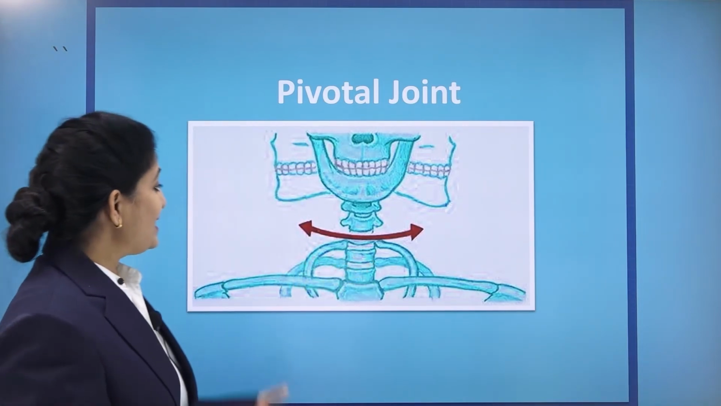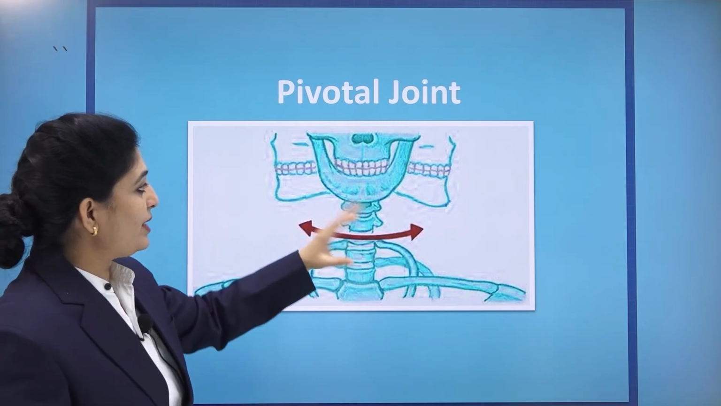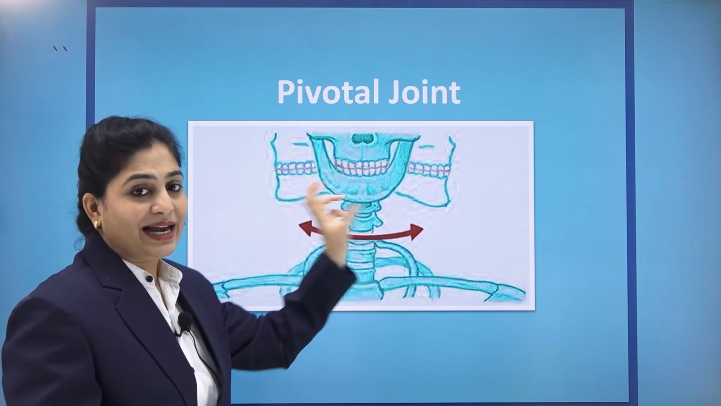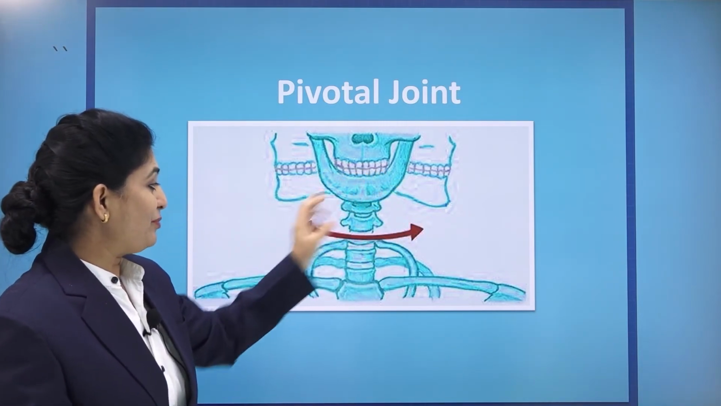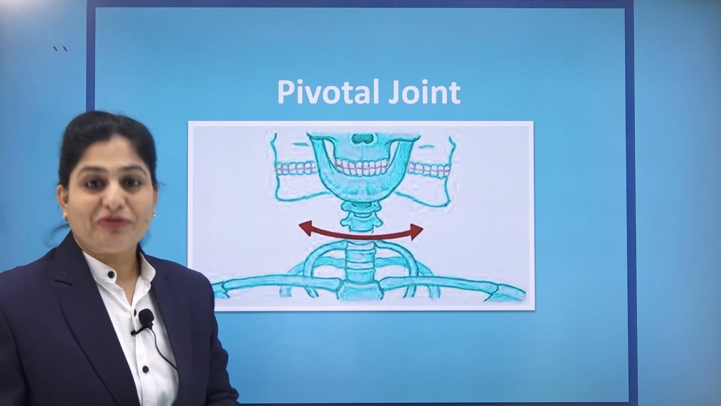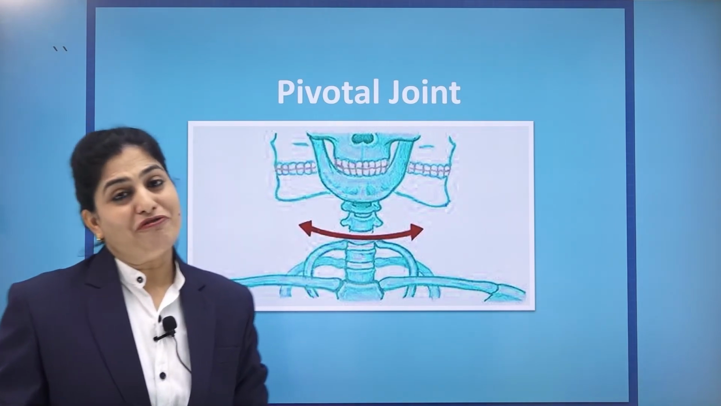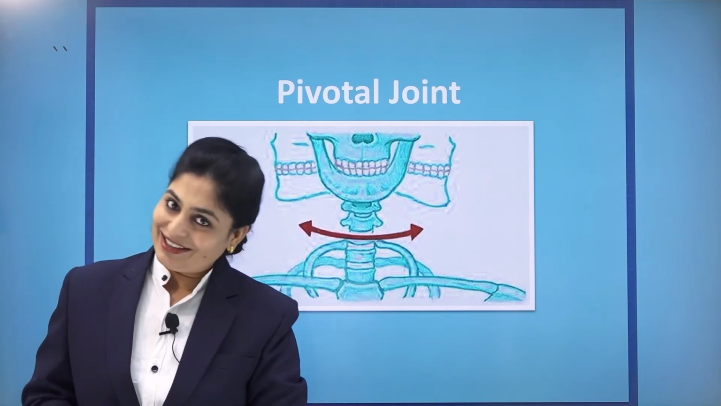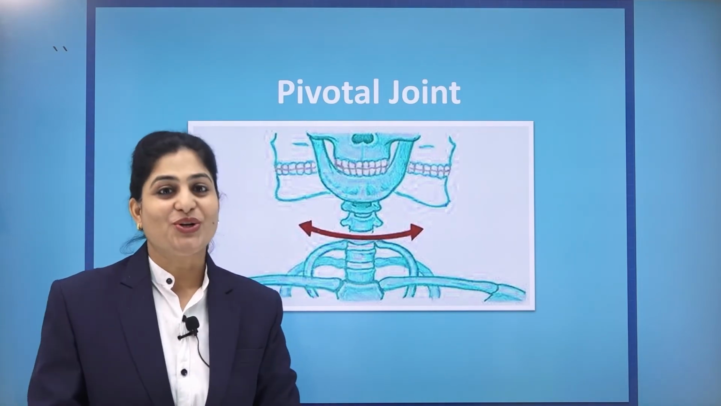So a pivotal joint can move only around the axis. We have seen the movement. This is the axis where the head can move either this side or that side. This type of movement we call a pivotal joint. Let's move further to another type of joint, that is the hinge joint.